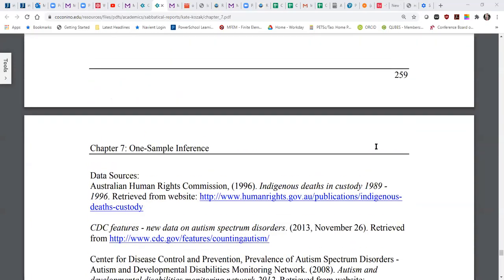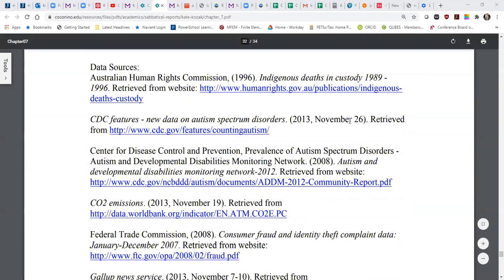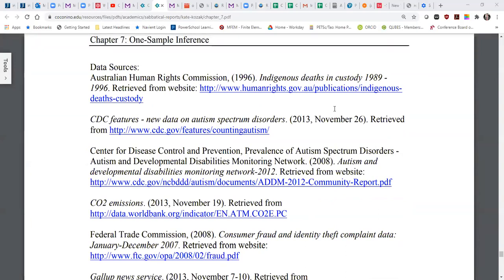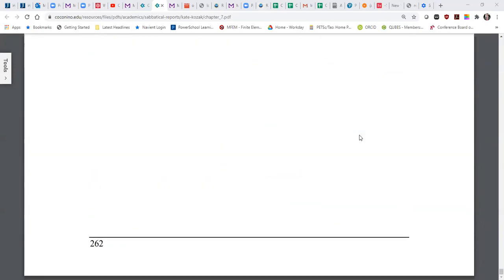And this is all of the references that the textbook uses. You can click this in order to get the original article or journal.